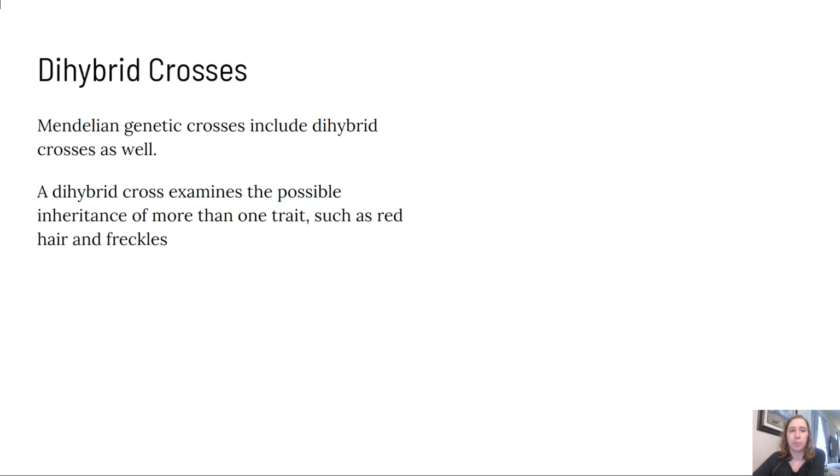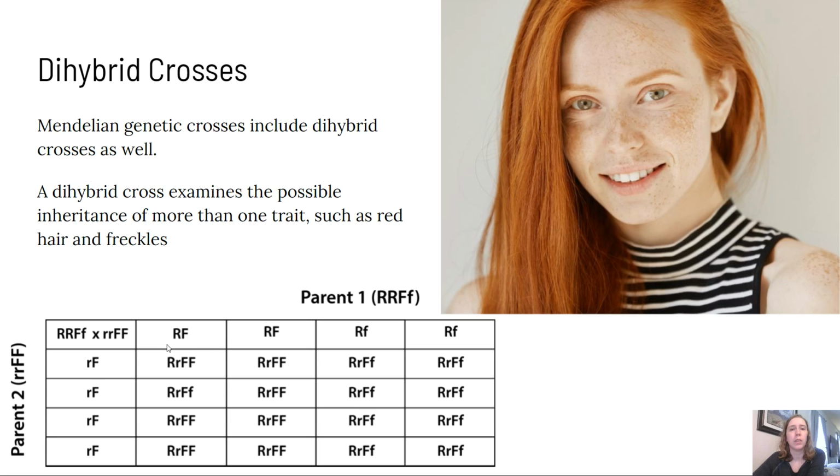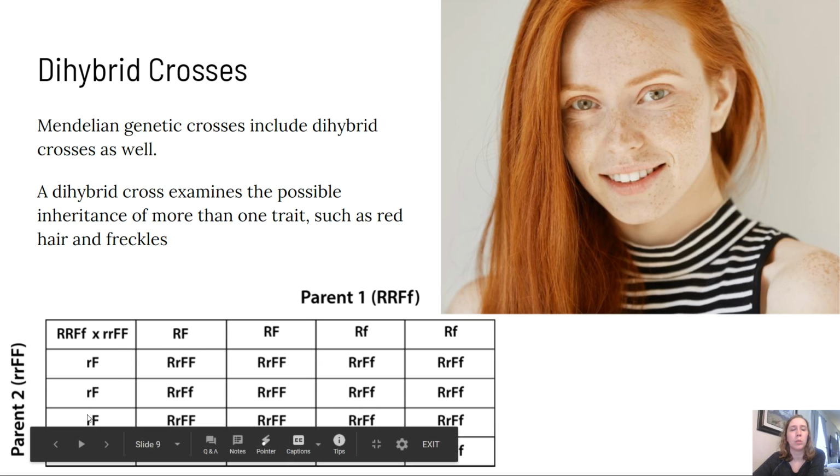This is the possible inheritance of more than one trait, such as red hair and freckles. Okay, so here we have multiple alleles that we are crossing, right, in our Punnett square.